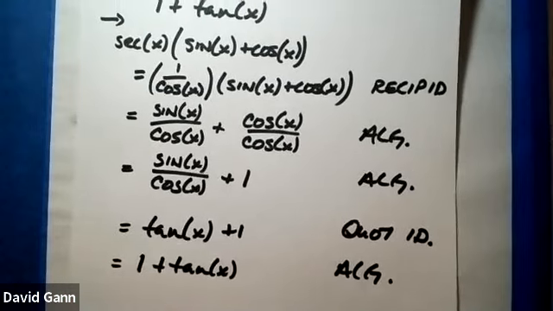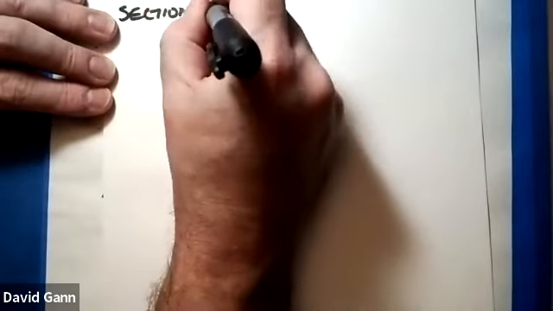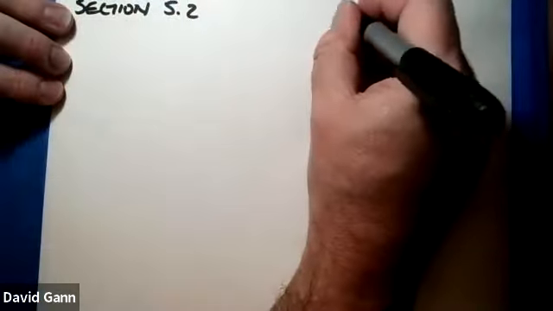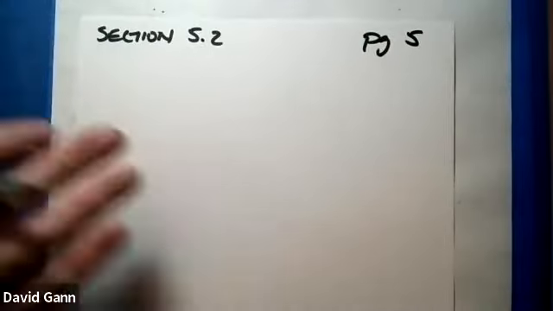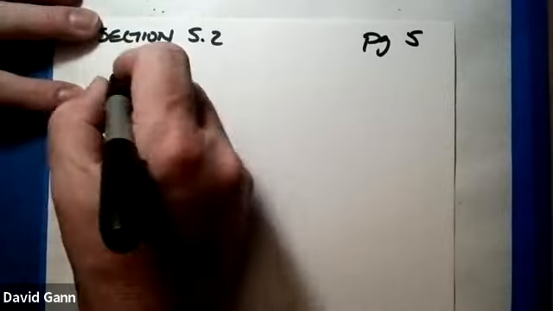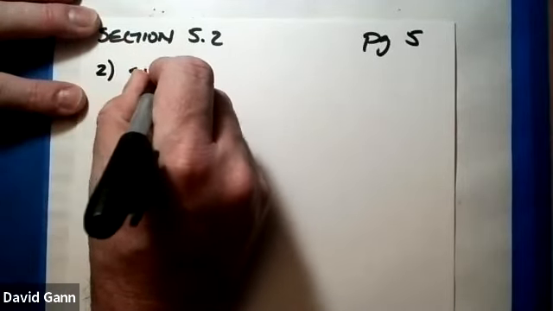Okay, so I'm pretty much out of paper here. Let me do another one. So again, this is section 5.2. I think we're now on page 5. Okay, so same sort of setup. I'm going to start with this. So show that.